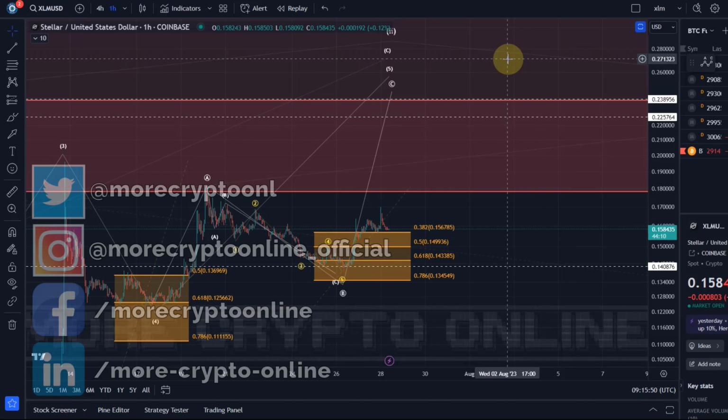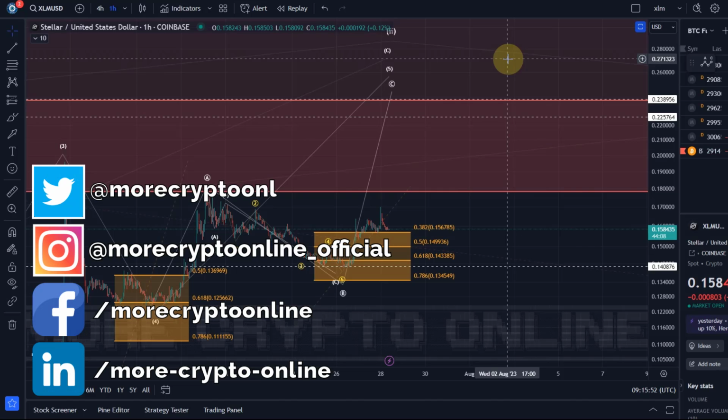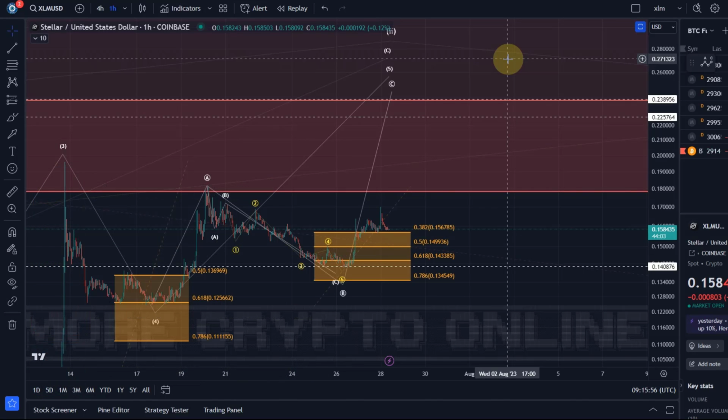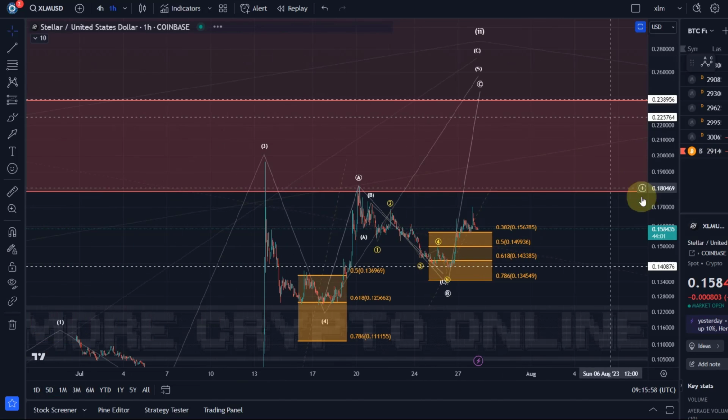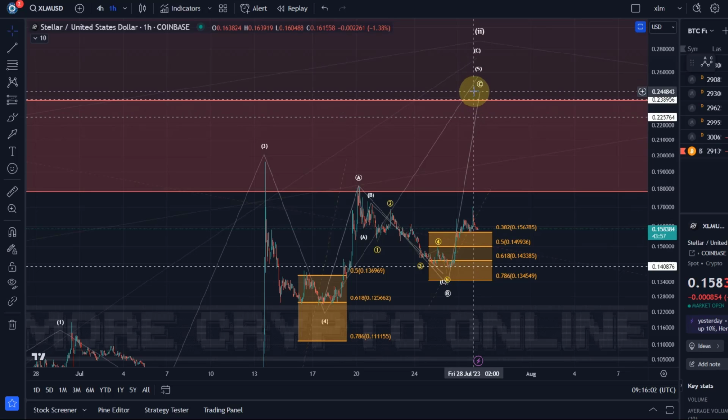XLM did reverse in our trend reversal area here, highlighted in orange. We are watching for the potential and the possibility that here a C wave to the upside could emerge. And the target for that would be around about 20 cents.